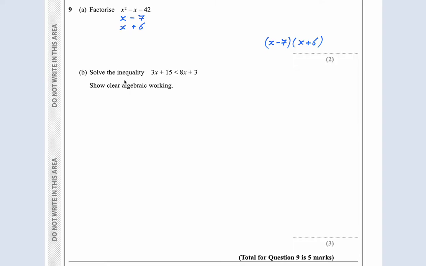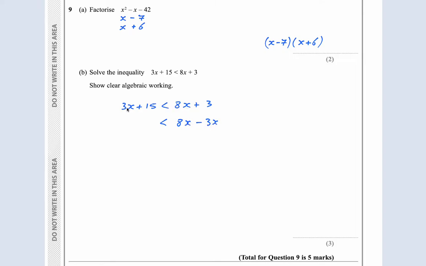Then it says, solve the inequality. Show clear algebraic working. All right. This is, well, actually, it's not too bad. So I have 3x plus 15 is less than 8x plus 3. I think, guys, I'm going to get the x's on the right because the 8 is bigger than the 3, so it'll make things easier for me, and the 15 is bigger than this 3. You could get the x's on the left and divide by a negative number, but then you have to switch the arrow. This way I don't have to switch the arrow at all, but both ways will work and give you the same answer.